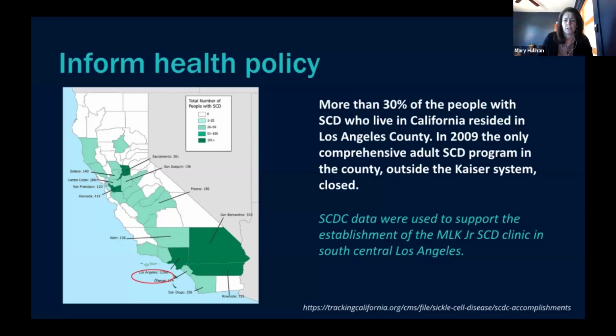So that information, the entire story, both the data and the lived experiences, were used by a team of partners to inform county-level policymakers about the lack of access to care and the need for support of adults living with sickle cell. As a result, a new sickle cell clinic opened in the South Central Los Angeles region to serve the needs of people in that area. Next slide, please.